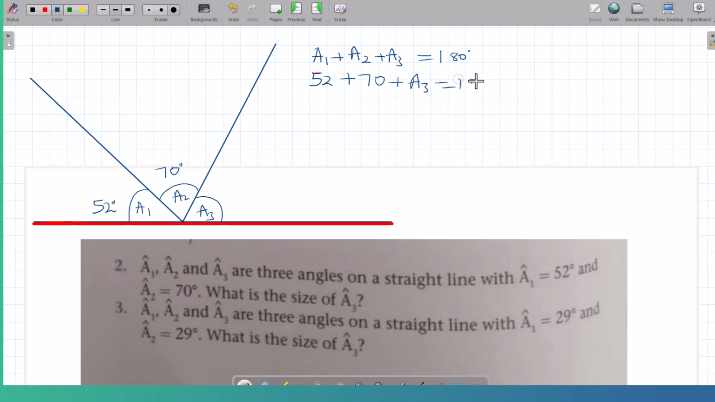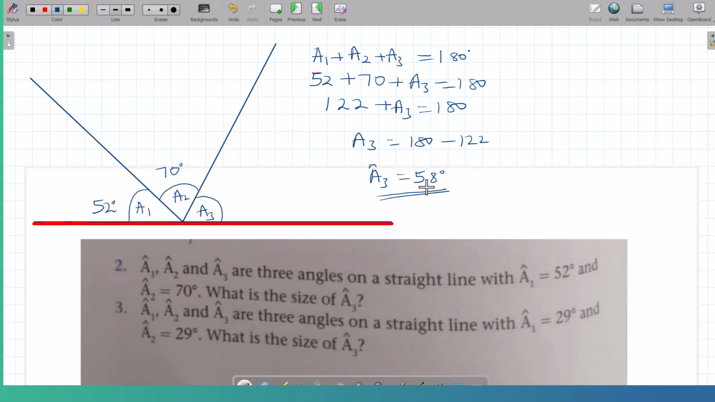It must give me 180. So what's 52 plus 70? You get 122, right? Then plus angle A3 equals to 180. So to get my A3, I'm going to say 180 minus 122. Anybody with a calculator? Our angle A3 equals to what? 58. Yeah, that's our answer. 58 degrees.